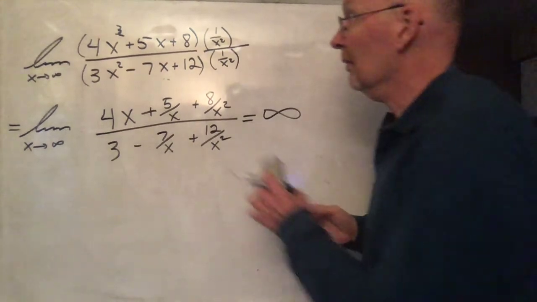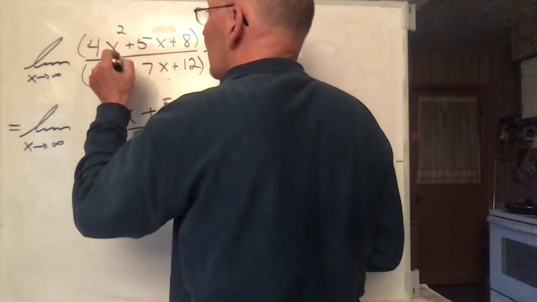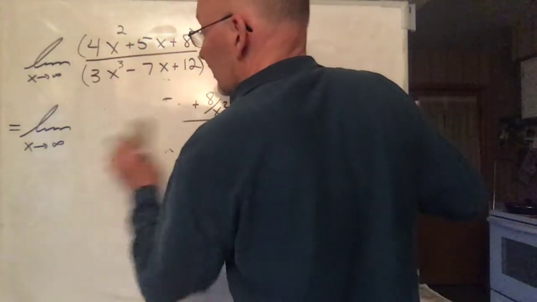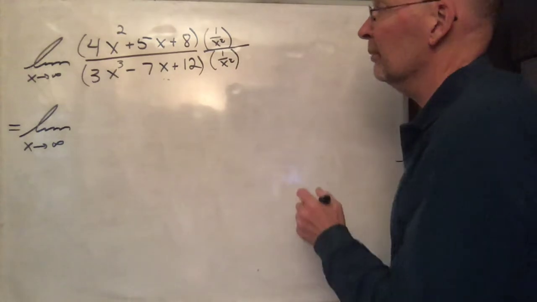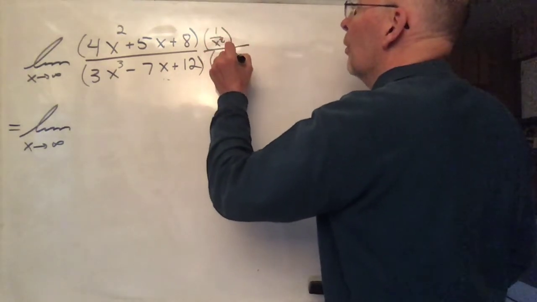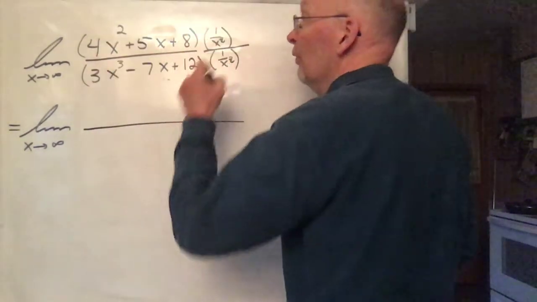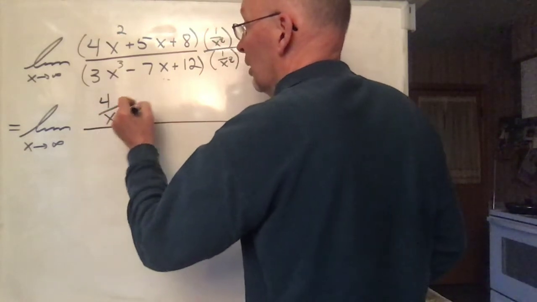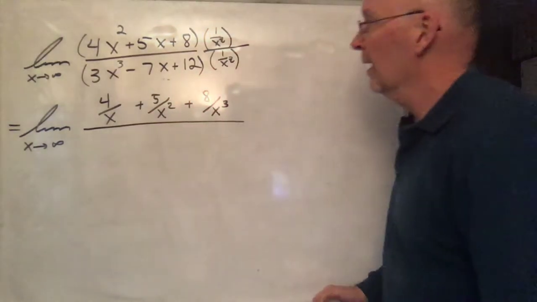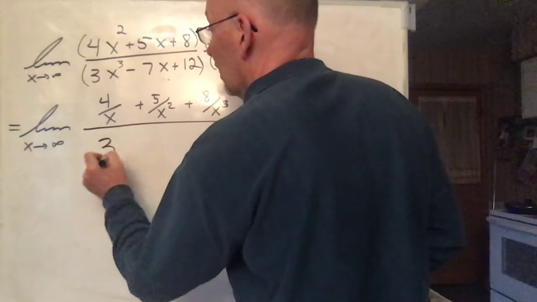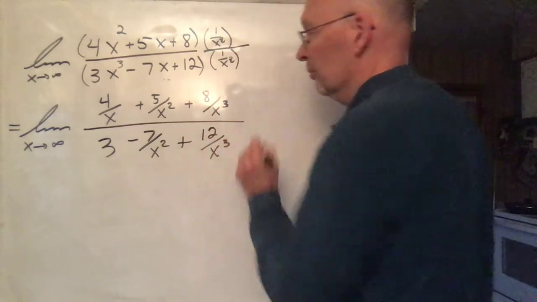Okay? What happens if instead of having the cube there, you have the cube down here? How does that affect things? Well, now the highest power of x on the bottom is x cubed, so we're going to multiply both the top and the bottom by 1 over x cubed. So now the top becomes 4x squared over x cubed, which is 4 over x, plus 5 over x squared plus 8 over x cubed. And on the bottom, you're going to get 3 minus 7 over x squared plus 12 over x cubed.